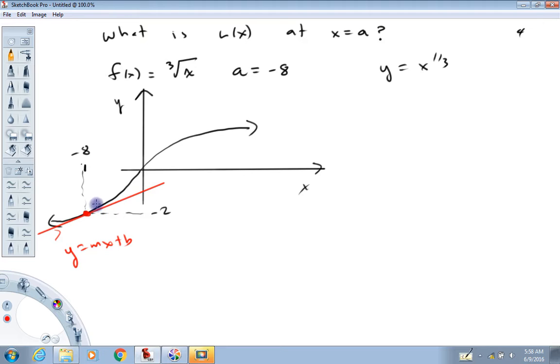And again, the idea here is that if we look in this region, as long as we don't vary too far to the right or left, the function and the linear function are approximately the same. That's why we can consider that tangent line a linear approximation to this function at that point. Again, it's only good in the region right around negative 8.